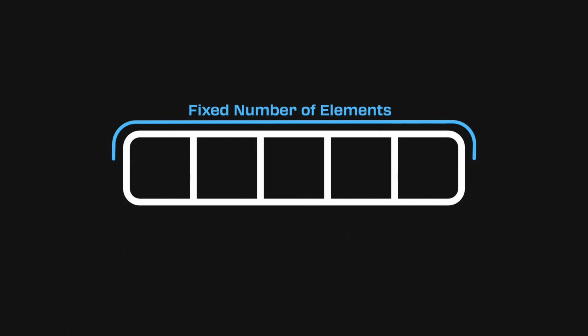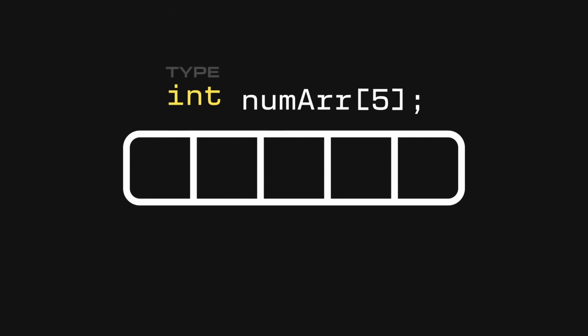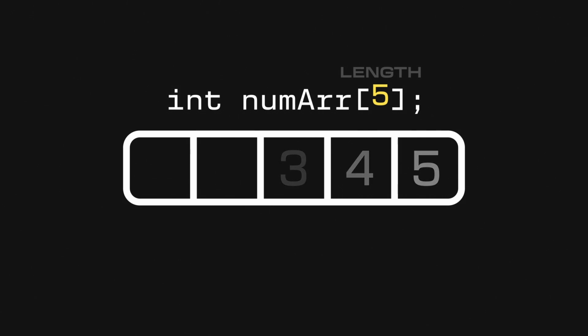An array is a data structure that holds a fixed number of elements in a specific order. It's like a table of boxes where each box can hold a single element. To declare an array, we need to tell our code which type of data the array will hold and the length of the array, which is the number of boxes that it will have.